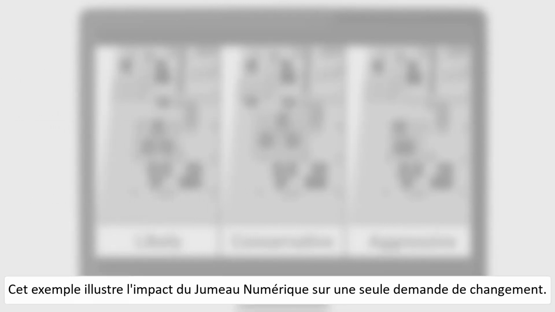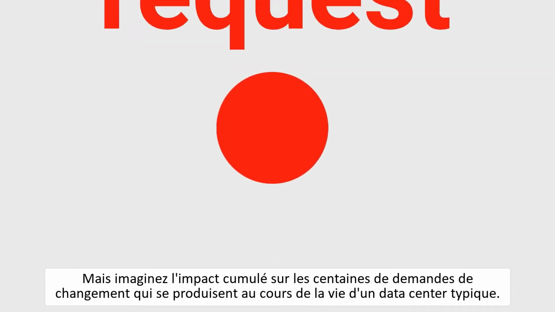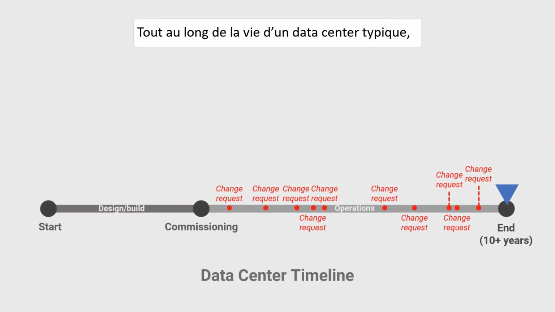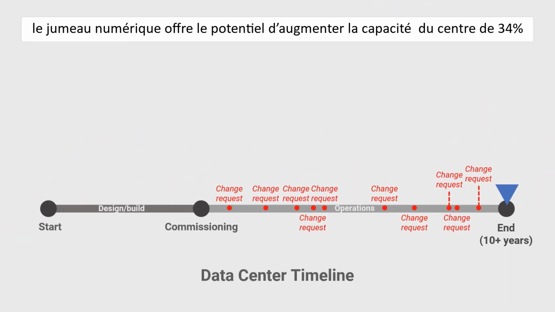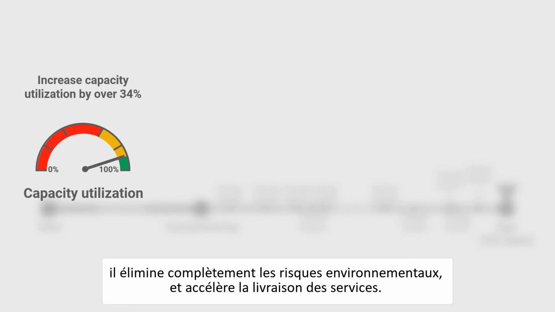This example illustrates the significant impact Digital Twin can have on a single change request. Over the entire lifespan of the typical data center, Digital Twin has the potential to increase capacity utilization by over 34%, while completely eliminating environmental risk and speeding up service delivery time.